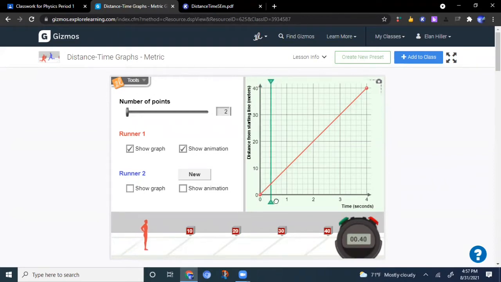And if you move this green probe back and forth, you can see not only does the runner change position, but the stopwatch also matches the time with that position. So if I move it to exactly this position right here, which appears to be around 1.4 seconds, 1.4 seconds corresponds to about 14 meters, on not only the picture, but the graph.